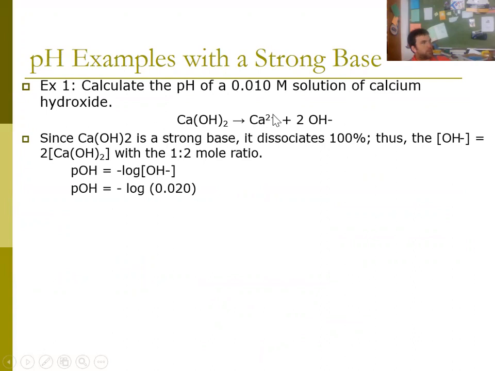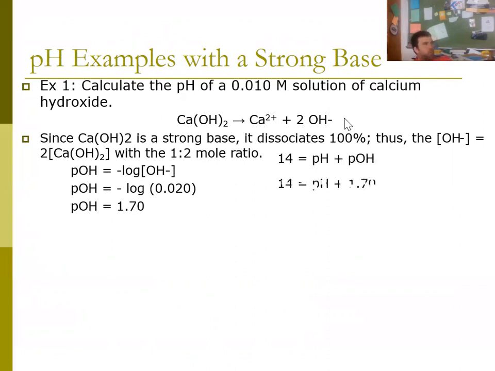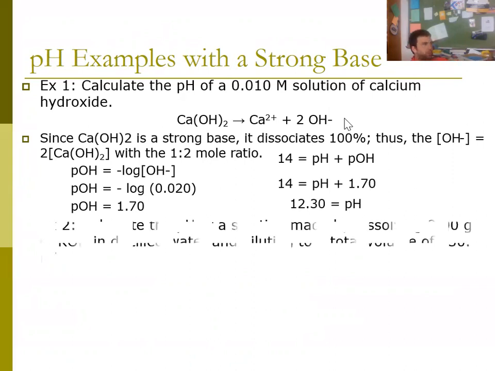And because this was a group 2 strong base, it was double the concentration. So the pOH is the negative log of the OH minus concentration. And so my pOH is 1.70, but I have not answered the question. I asked for the pH of this. So we know that pH plus pOH equals 14. So to find the pH, I would do 14 minus the pOH, which would be equal to 12.30.